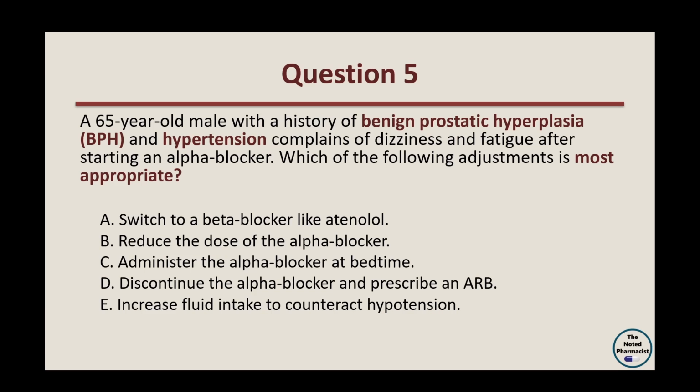Option A, switch to a beta blocker like atenolol. Option B, reduce the dose of the alpha blocker. Option C, administer the alpha blocker at bedtime. Option D, discontinue the alpha blocker and prescribe an ARB. Option E, increase fluid intake to counteract hypotension.